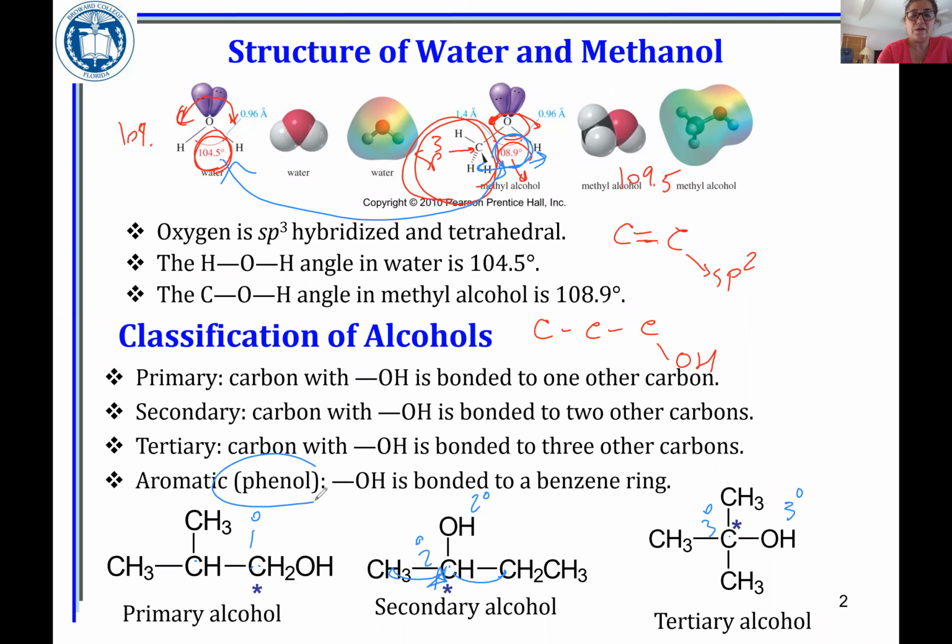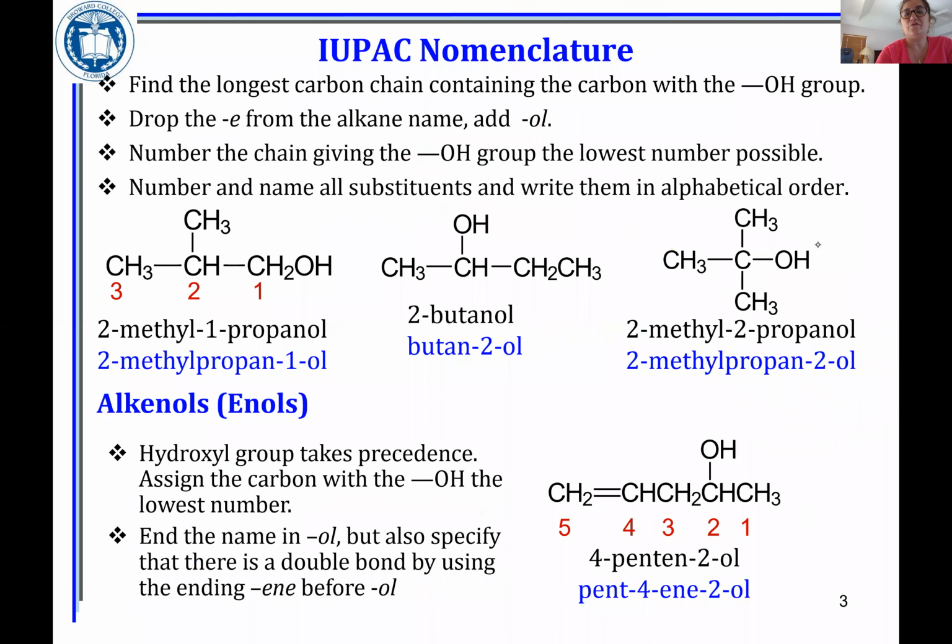Phenol is when you have a benzene ring that carries the OH. So if OH is attached to a benzene ring, the classification is specifically an aromatic alcohol, and it's known as phenol. Just to get some basic information about the alcohol.